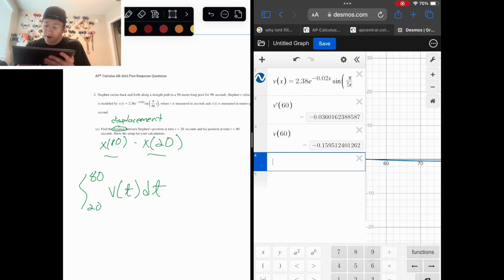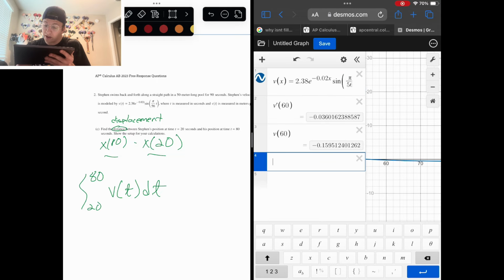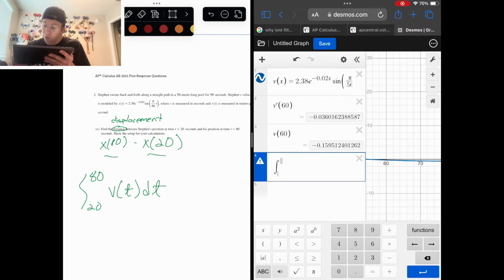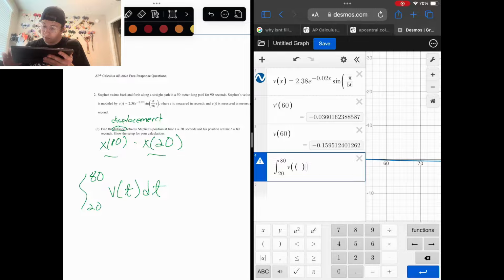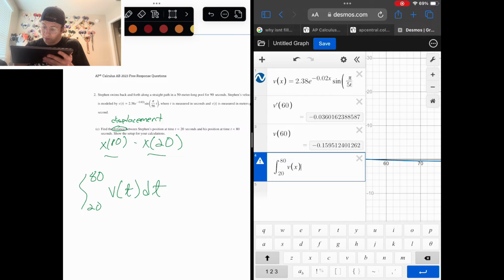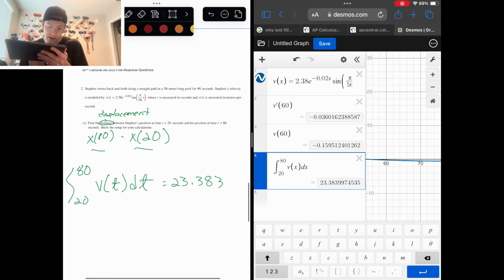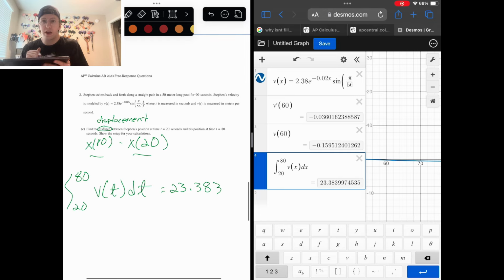So let's do that real fast. We're going to type int into our calculator. We're going to go from 20 to 80 of v of x dx. And we get that number of 23.383. Let's read the question again, make sure they're not asking for units. They are not. We are all good. All right, let's go to that last problem.